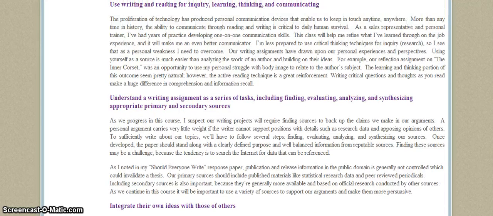What I would like to do is focus right here on this portion of your page: understand a writing assignment as a series of tasks, including finding, evaluating, analyzing, and synthesizing appropriate primary and secondary sources. And here you have basically stated that you haven't really used sources up to this point in the semester. First of all, I think it's a good point to make that yes, the pages in our electronic portfolios that we're creating throughout the semester are working documents, so to speak, and that we will be revising them until we reach the end of the semester and it's time to turn them in. And so I'm glad that you're keeping that in mind here.